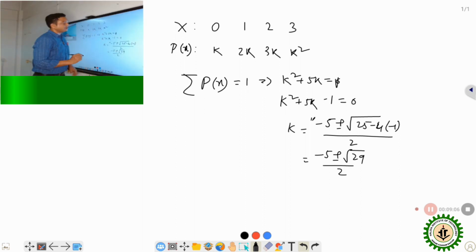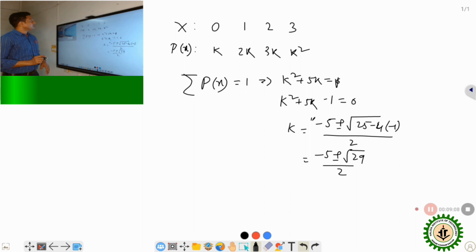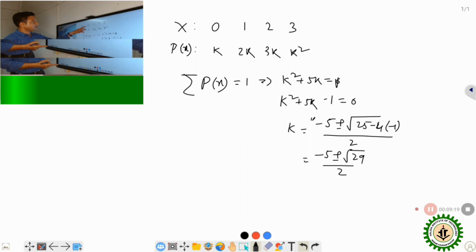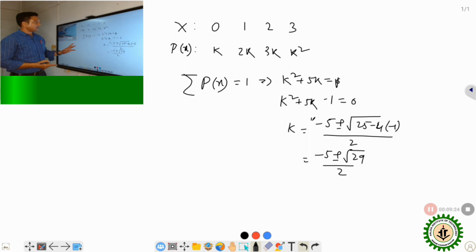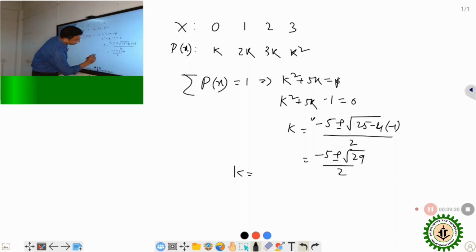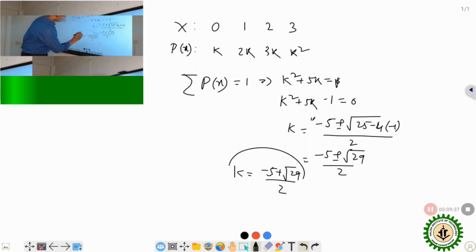These are the two values which can be considered for a PMF. Now one value will be negative, because if we take minus 5 and minus root 29, it will be negative. A negative value cannot be a probability, so the negative value cannot be taken for k for this to be a PMF. So the k value is minus 5 plus root 29, divided by 2.